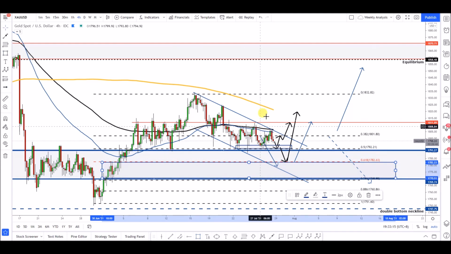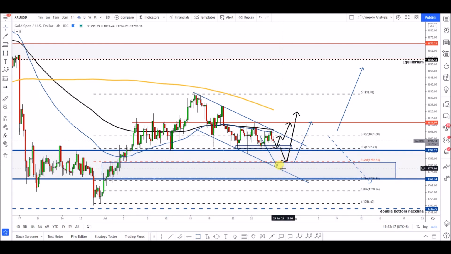So which is why I think there's a possibility that it will come down even further, all the way back into this range before it finds stronger support and stronger demand for the price to really go up from there.